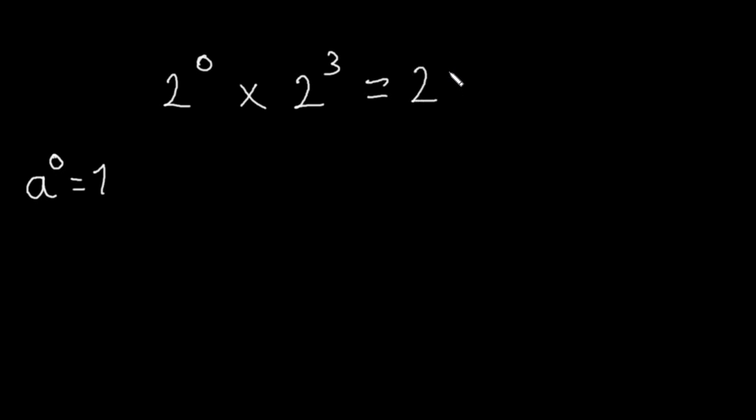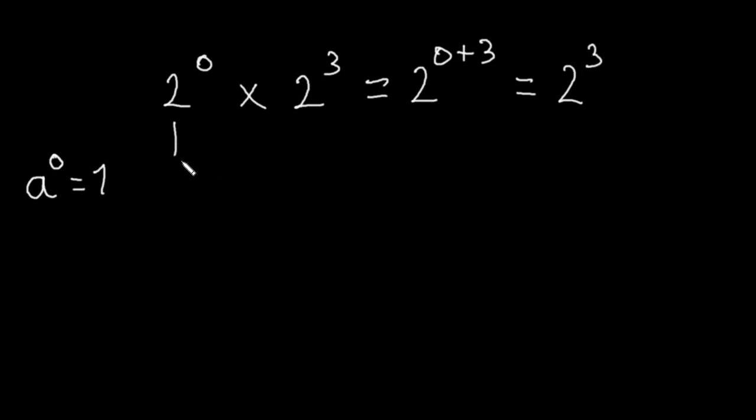Let's have another. Let's say we had 2 to the power of 0 times 2 to the power of 3. So in the case here of 2 to the power of 0, any number raised to the power of 0 equals 1. So we can say that any number a raised to the power of 0 equals 1. So here we have 2 to the power of 0, and we can do that first in index form. So we have 2 to the power of 0 plus 3 equals 2 to the power of 3.